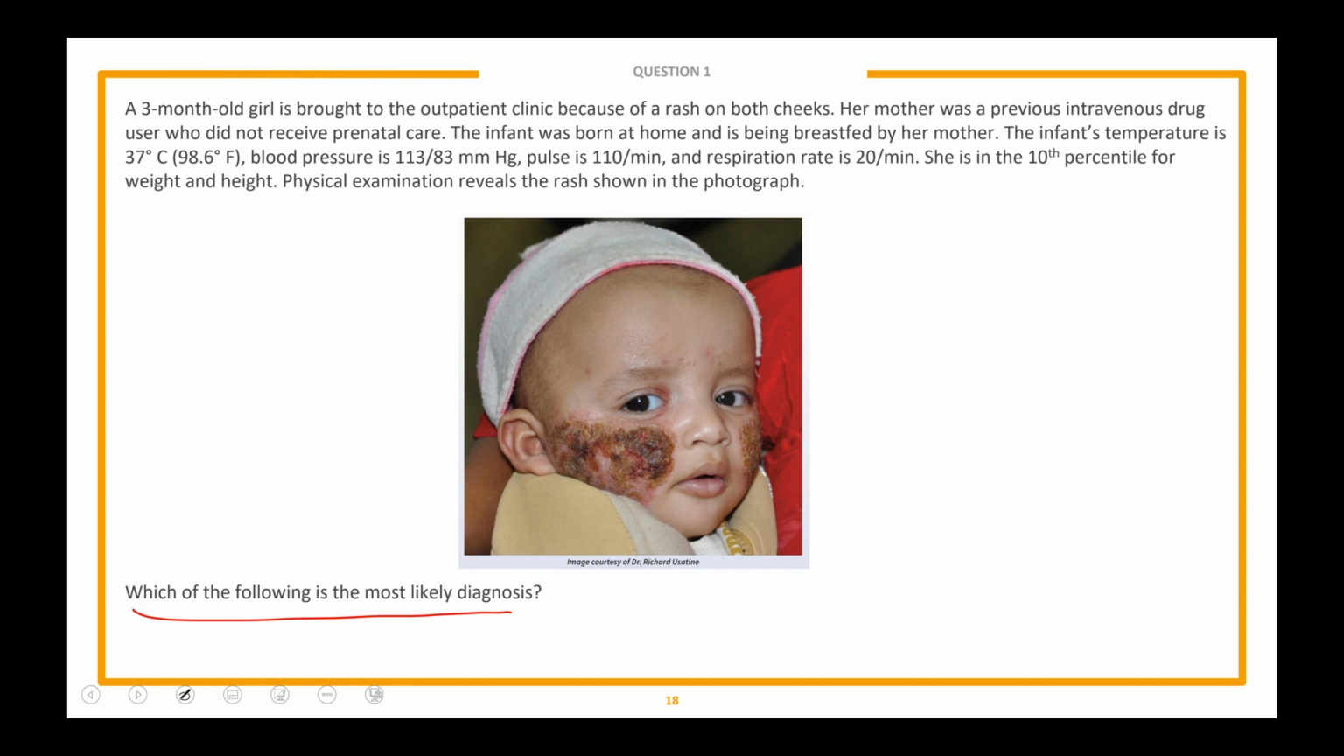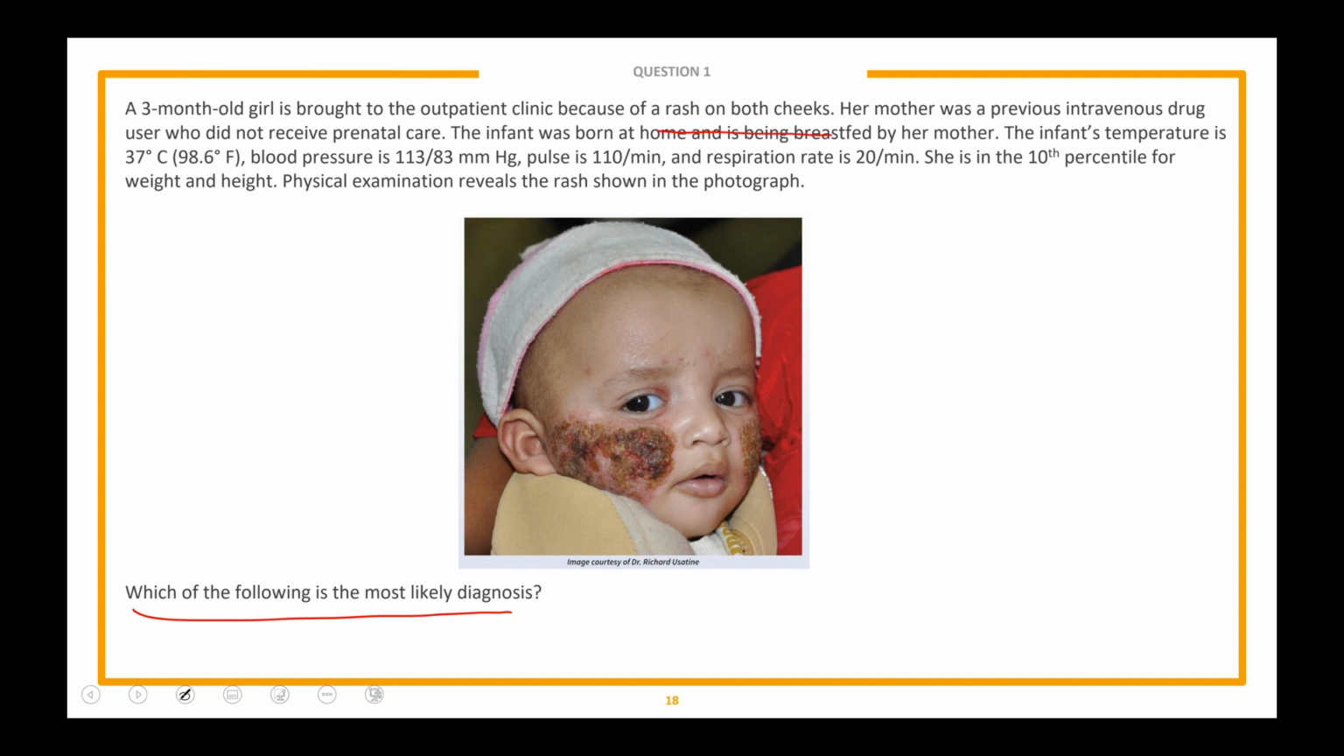So now we'll move on to step number 4 and we'll read that question 1 sentence at a time. For today, we're going to pause briefly after each sentence to think about what is important, okay? So ask yourself what is important, what is the question asking me, what am I supposed to be picking up on? So let's do this together. A 3-month-old girl is brought to the outpatient clinic because of a rash on both cheeks.